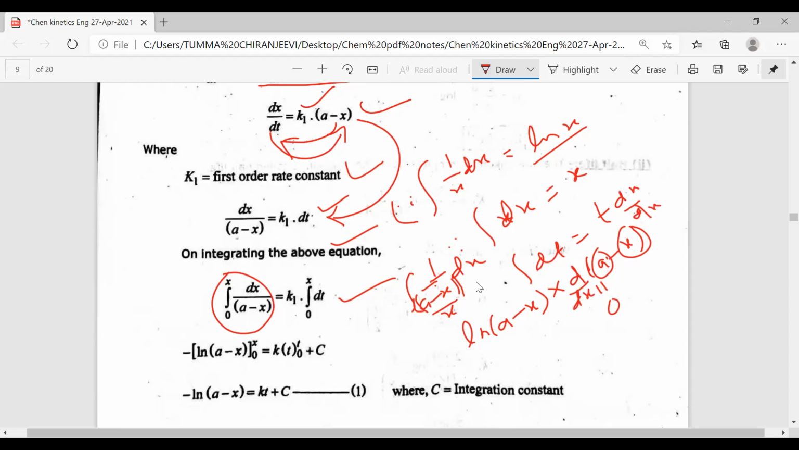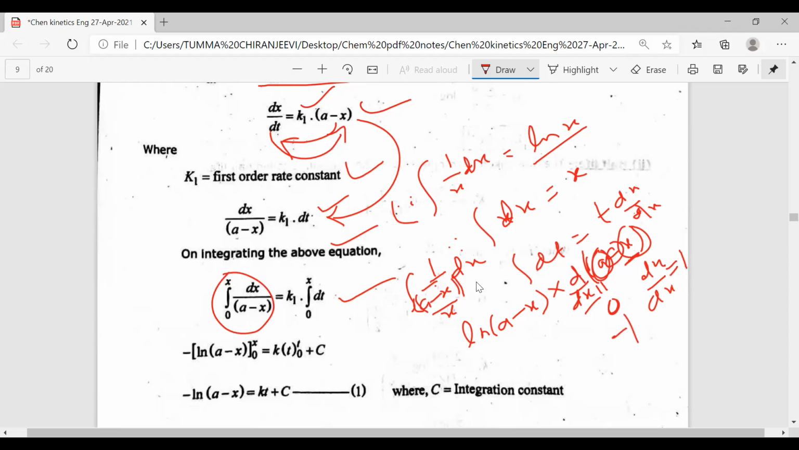So that is d by dx of a minus x. Since a is a constant, if you differentiate a constant, based on the formula, that is equal to 0. Then, after differentiating x with respect to x, that is dx by dx, that is equal to 1. Since there is a minus present, here it is minus 1.